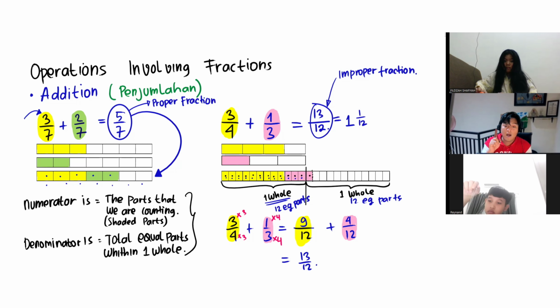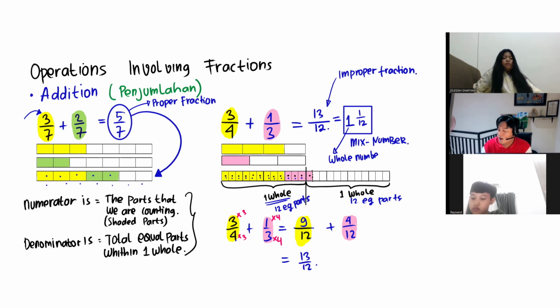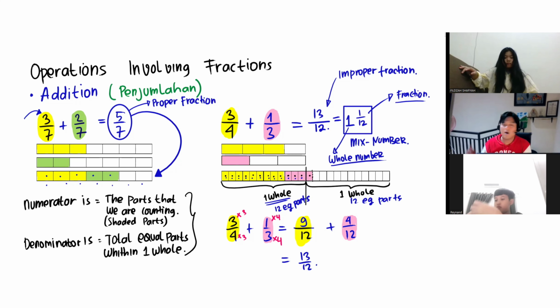But remember, once you have an improper fraction, you need to transform it into, how do you call this number? Mixed fraction or mixed number, right? Why do we name it a mixed number? Since you mix two kinds of numbers there, right? You have the whole number and the fractional number. Since you mix the fraction and the whole number together, we call it a mixed number. All right?